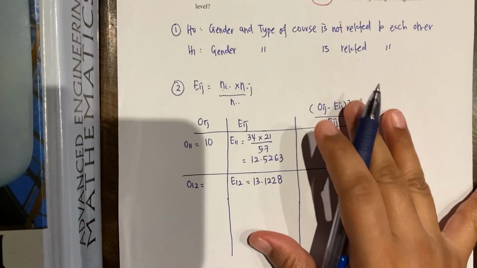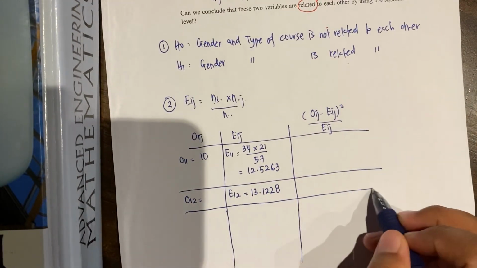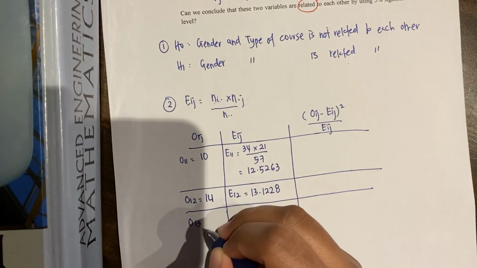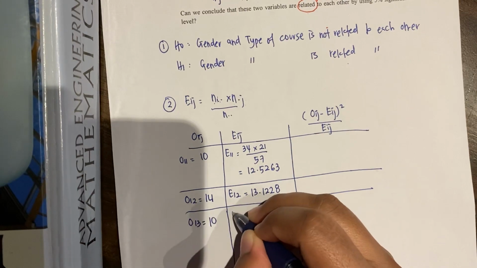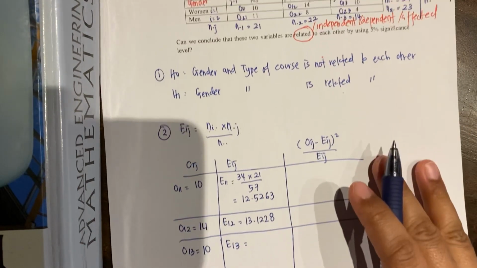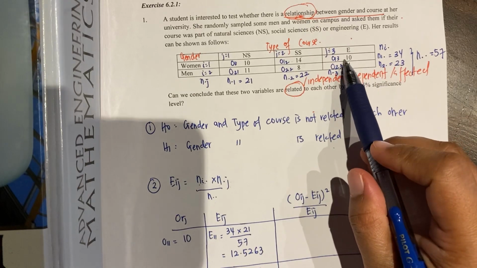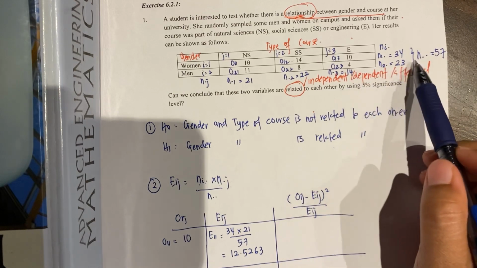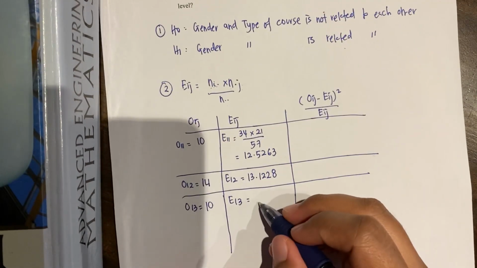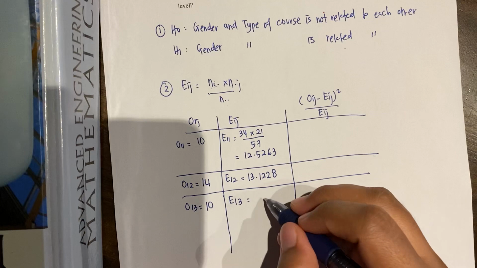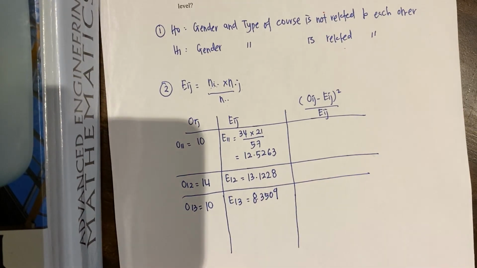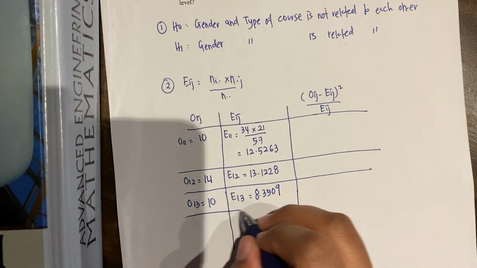And then E13. The position is here, so it means 34 times 14 divided by 57. You will get 8.3509. You can calculate to check.